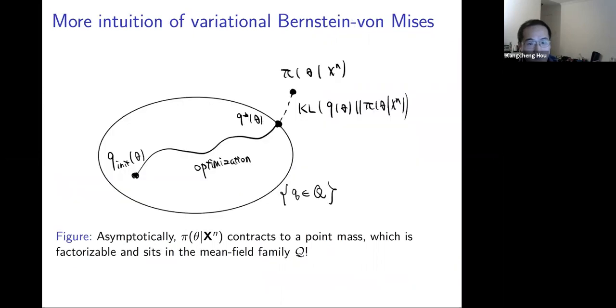Next slide, please. To build more intuition about this theorem, recall that variational inference poses finding the posterior as an optimization problem. You start from Q initial and move to Q star, which minimizes the KL distance between Q and the true posterior. The reason the variational Bernstein-von Mises theorem holds is that asymptotically, the true posterior contracts to a point mass, which is factorizable, and it sits in the mean field family we are using. Therefore, the theorem holds.